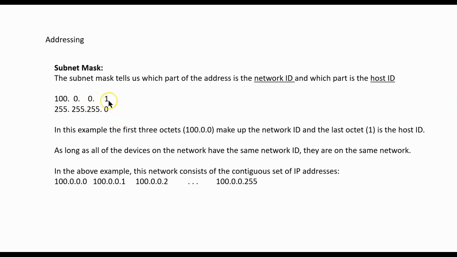Now be very careful here about terminology. Don't say the network address is 100.0.0. That's not true. In order to call it an address, you have to have four parts. So it's the network ID and host ID. As long as all the devices on the network have the same network ID, then they're on the same network. So in the above example, 100.0.0.0 to 100.0.0.255 are all on the same network, as long as I've specified the subnet mask of 255.255.255.0.